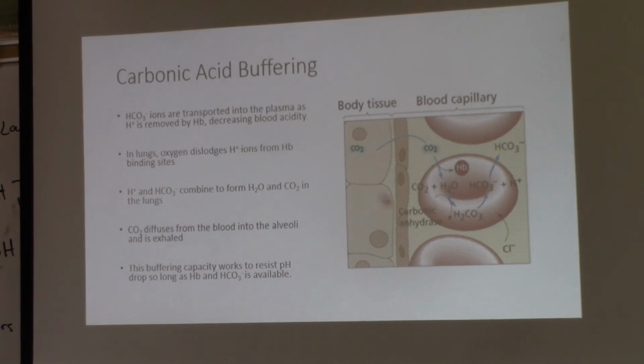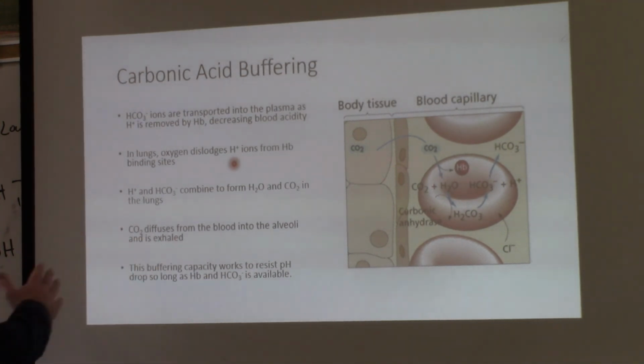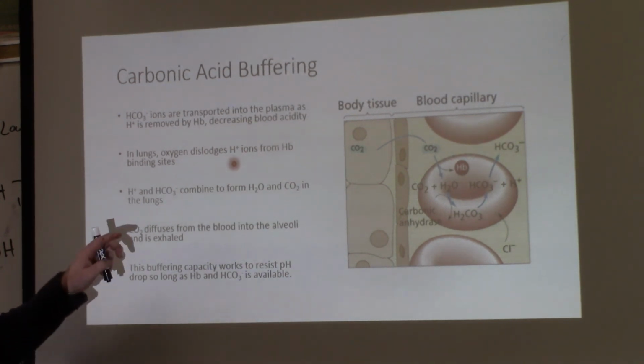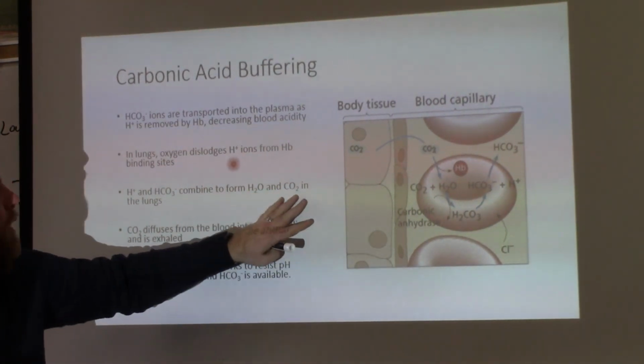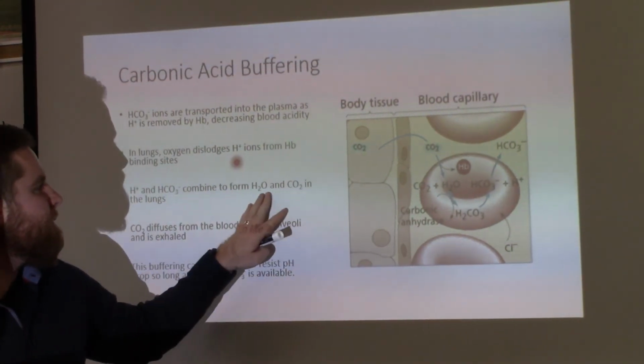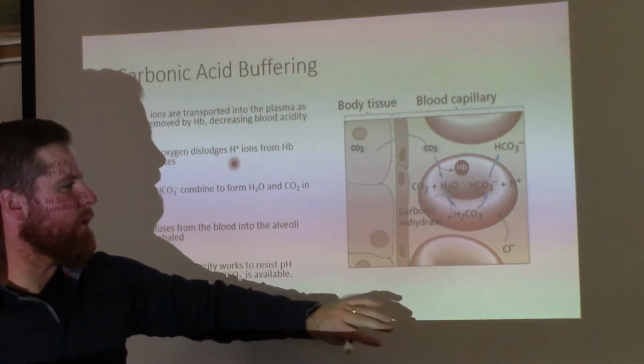Okay, so you guys, if you took Bio 20 with me, you saw this slide. Cells, extracellular fluid, this is the cell membrane. HCO3 negative ions are transported into the plasma as H plus is removed by hemoglobin, decreasing blood acidity. In the lungs, the oxygen dislodges H plus from hemoglobin binding sites, so the oxygen can go to the cells now. And then in the lungs, we reform the H2O and CO2 initially from the cells. We break it up so this stuff isn't hanging out in our cells, and then reform it in the lungs.